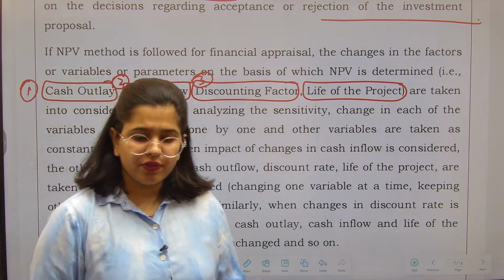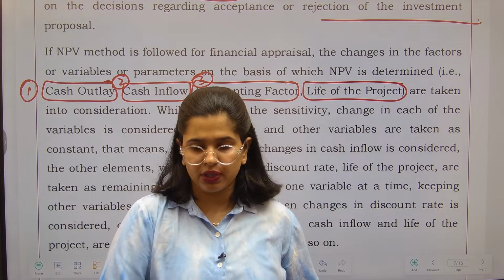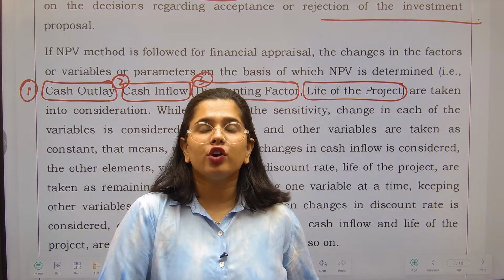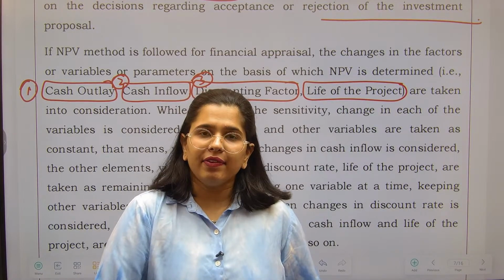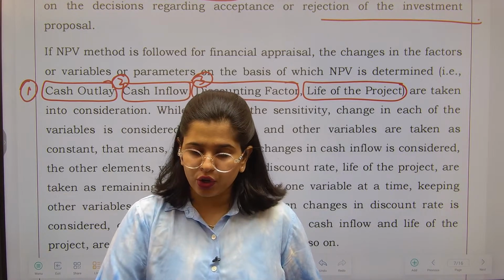If there is any kind of change in relation to such factors, अगर इन factors से related कोई भी change होता है, what is going to be the impact on our NPV? NPV is net present value. Net present value means the benefits which I will be receiving out of the project.